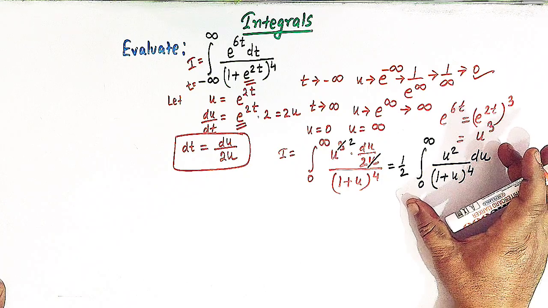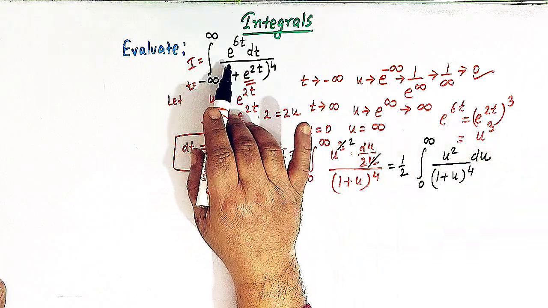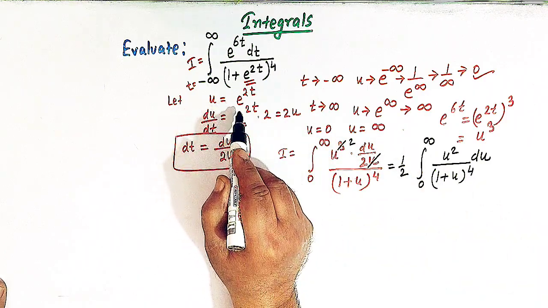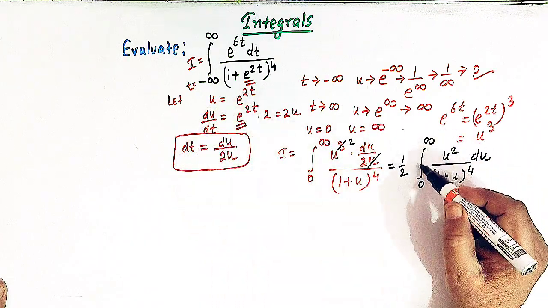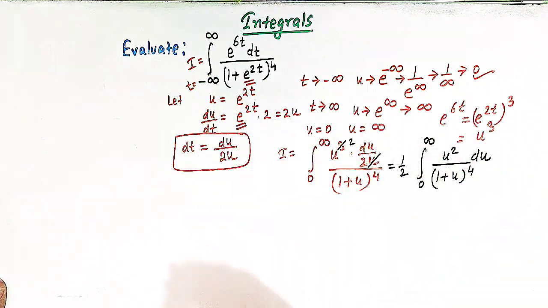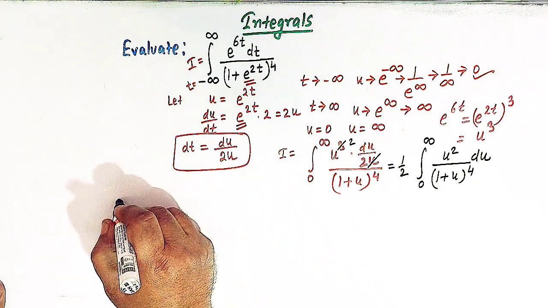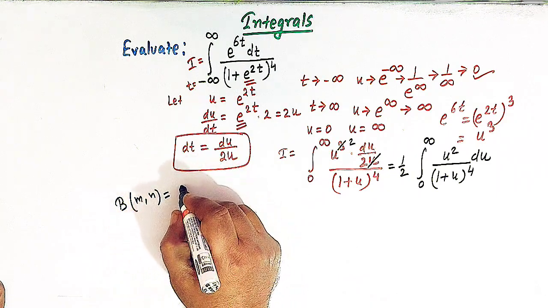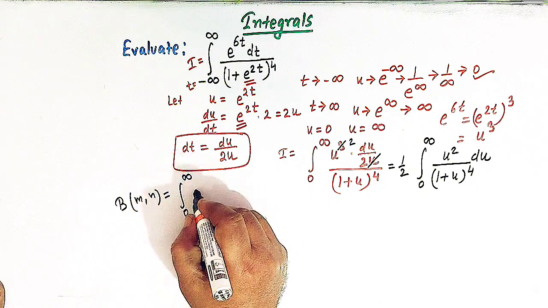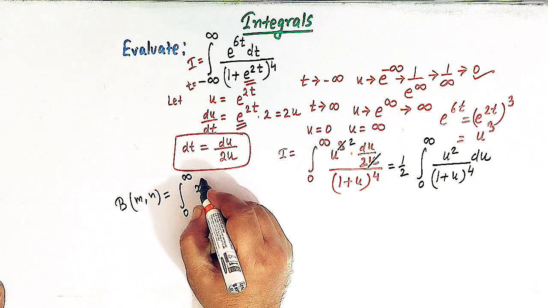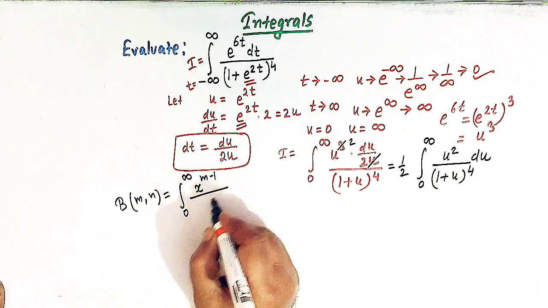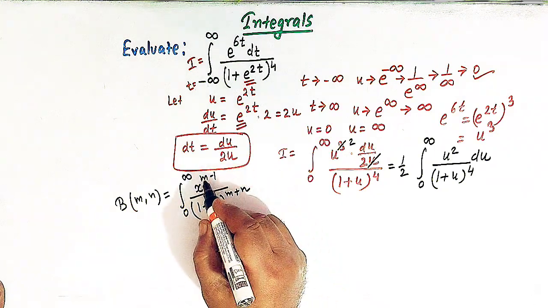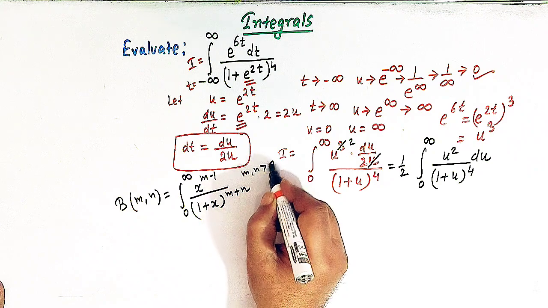So we have reduced this integral into this form by making the substitution u equal to e raised to 2t, and now we'll express this integral in terms of the beta function. The beta function is defined as beta m comma n, given by the integral from 0 to infinity of x raised to m minus 1 over (1 plus x) raised to m plus n, dx, where m and n both are greater than 0.